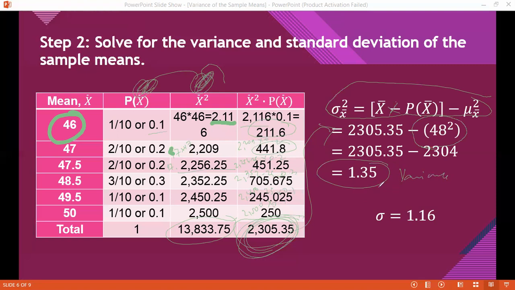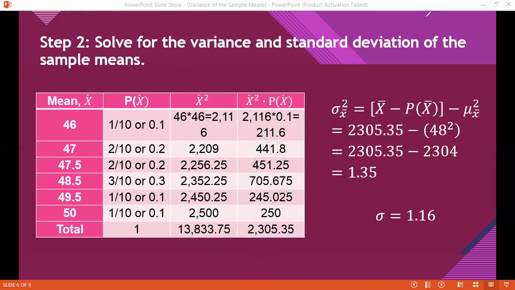But what about your standard deviation? Same process as in step 1. Just take the square root of your variance. So, square root of 1.35. And that is now your standard deviation, 1.16.